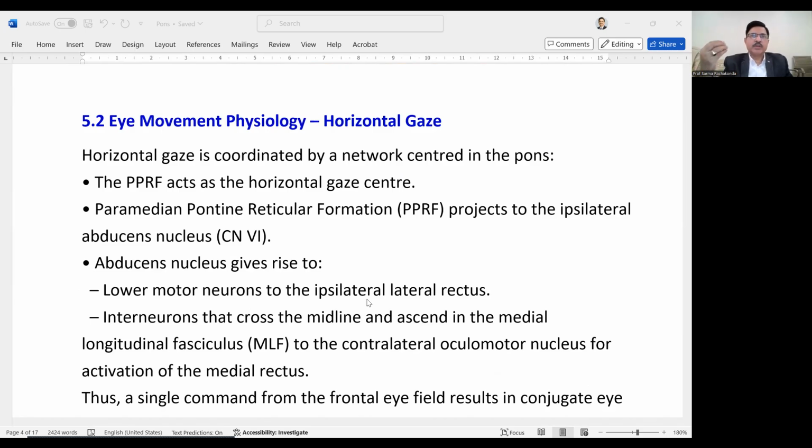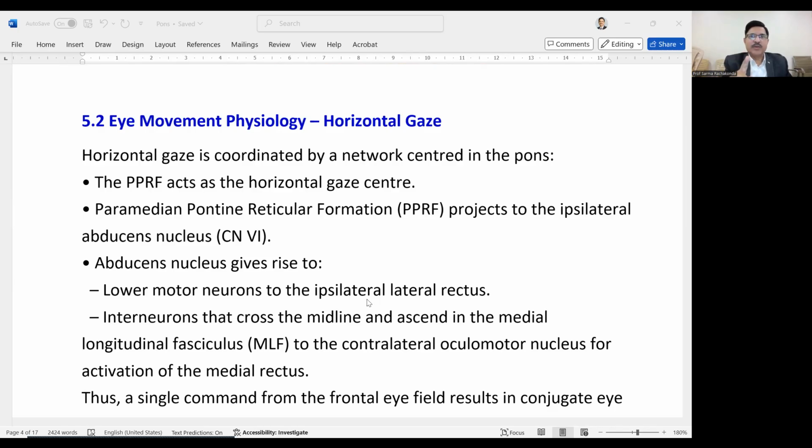Look at me. Now, the left side is there. On the left side, the sixth nerve nucleus is there. If a motor command comes, you have to move the right eye to this side and the left eye medially. So first of all, the order comes from the cerebral cortex, and the abducent nucleus is stimulated; the second order neuron, the lower motor neuron, goes and pulls the lateral eye.